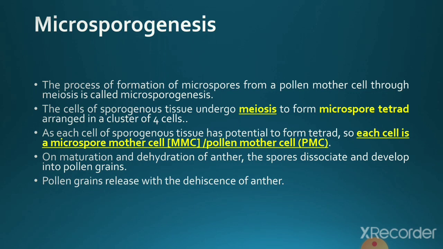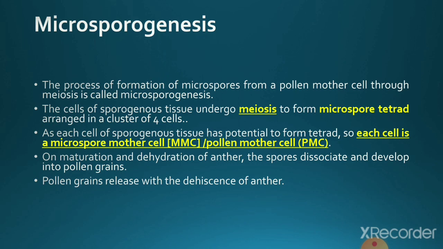The cells of sporogenous tissue undergo meiosis to form microspore tetrads, arranged in a cluster of 4 cells. So when the cells of sporogenous tissue start dividing by meiosis, each cell can produce a microspore tetrad. Why is it called a microspore tetrad? Because 4 cells are formed, hence this condition is called the tetrad condition. As each cell of sporogenous tissue has the potential to form a tetrad, each cell is a microspore mother cell, MMC, or pollen mother cell, that is PMC, that we have already discussed.